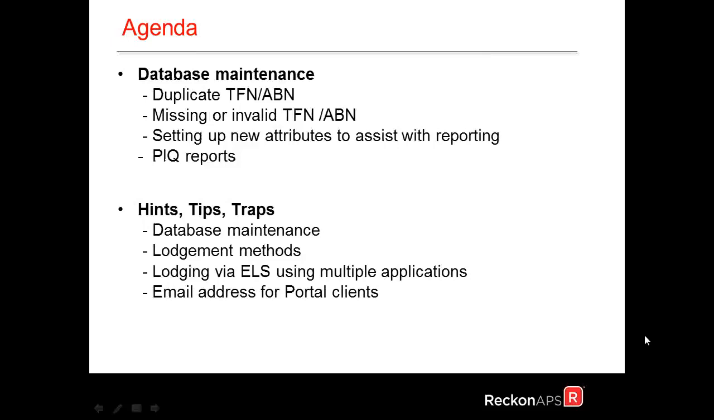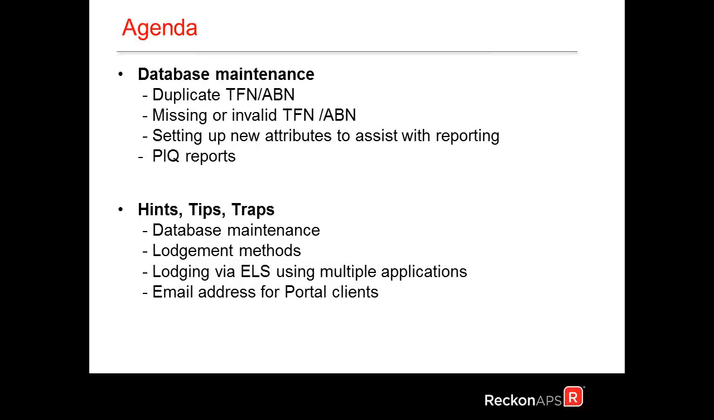Continuing on from that, we'll be talking about the database maintenance area, so talking about duplicate TFNs and ABNs, which is quite common across databases today. How do we find those and how do we deal with those? Missing or invalid TFN or ABN details. We'll show you some processes around how we find clients that have a missing or an invalid TFN or ABN and what we can do with those.